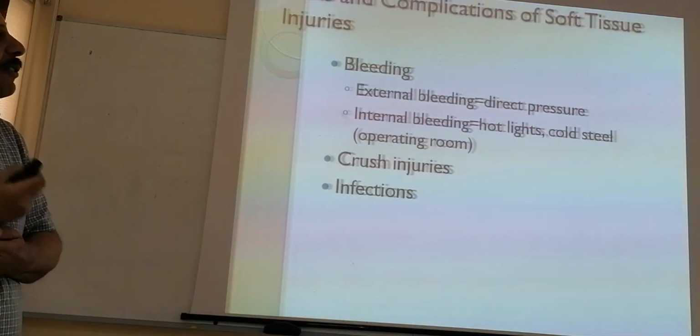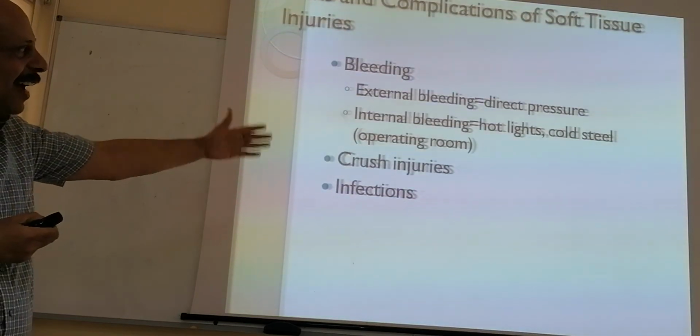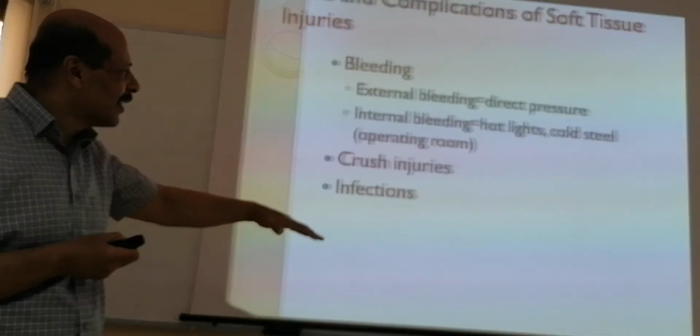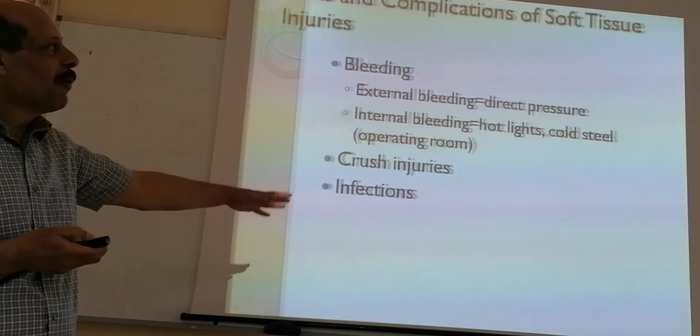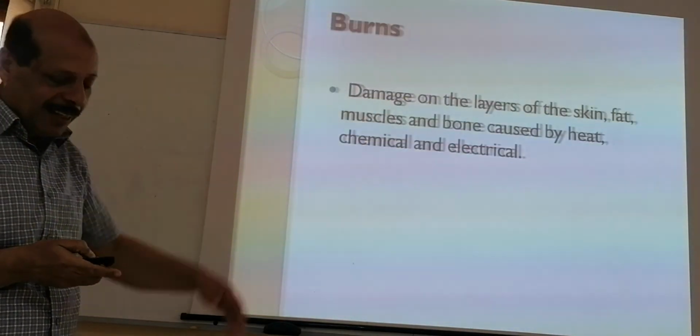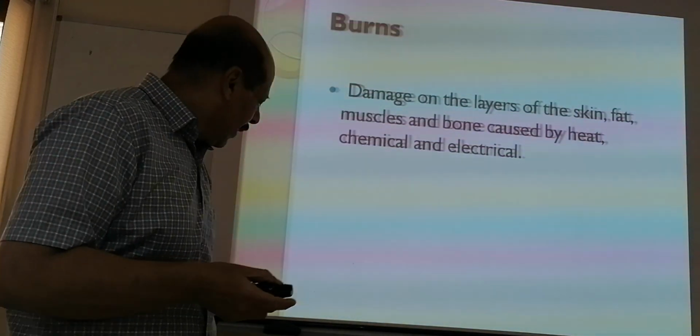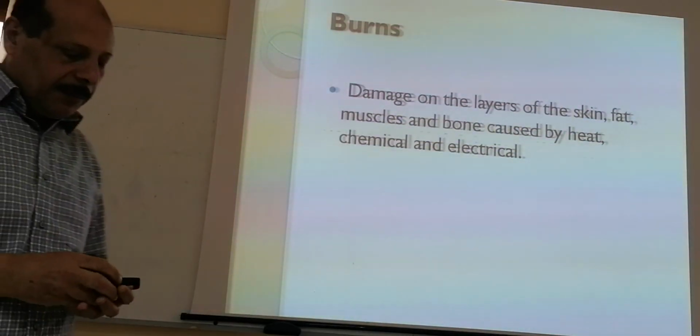Risk of complication of soft tissues. Bleeding might be there, either external bleeding or internal bleeding, crushed injury, and infection. We will later deal with the bleeding. Okay, thank you.